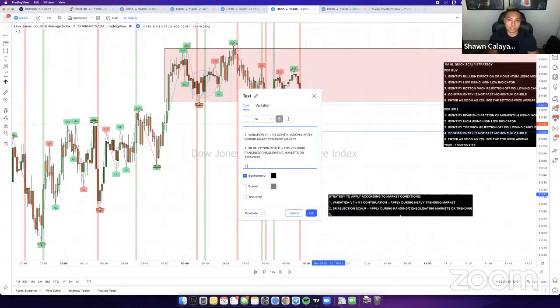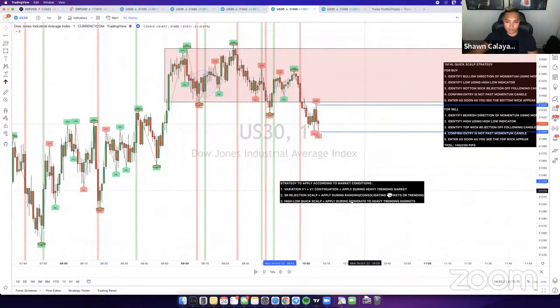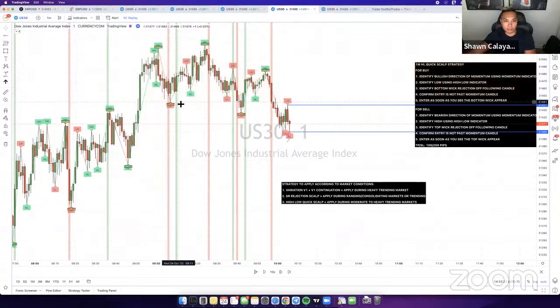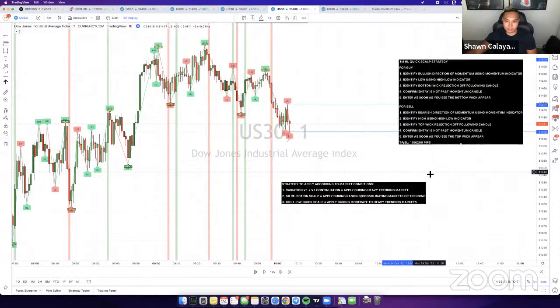So whenever price is ranging, you want to focus on the SR rejection scalp. And then for the high-low quick scalp, apply during moderate to heavy trending markets. So as you guys can see right here, these are the 3 main strategies we apply during the live sessions. And if you guys have been on the lives, you know exactly when to look for the specific trades, because I typically mark this up and give you constant updates, especially on the clean chart, whether price is ranging, moving directional, consolidating, etc. So as long as you follow the live properly and listen to what I'm analyzing, you'll be able to know exactly which strategies to be applying, or which strategies not to be applying.